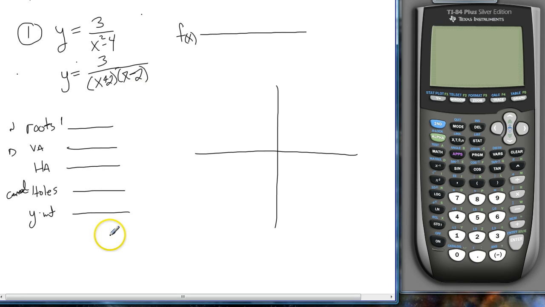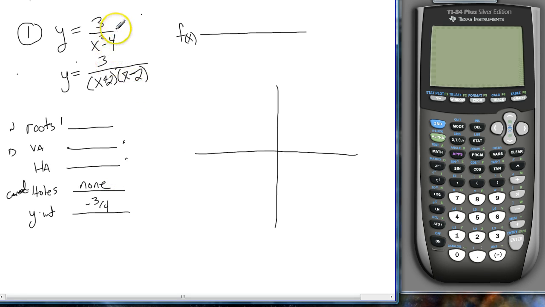So let's jump right to the y-intercept because that's the easiest. So the y-intercept is -3/4. Now, if you want, you can say y equals. That's fine. The only ones that are equations here are the verticals and the horizontals. They must be as an equation. Let's go through this. The holes, nothing canceled, so there are no holes.